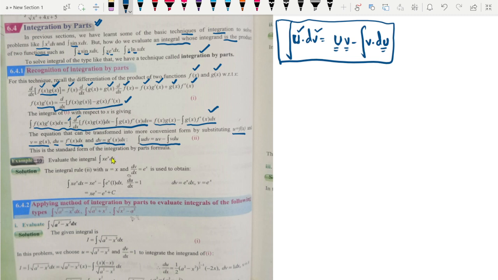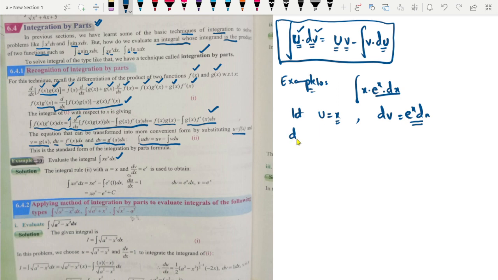Okay, so the first example: integral of x into e of x dx. One function is u and the other function is e of x. So let u is equal to x and dv is equal to e of x dx. We have to select one as u and the other as dv.